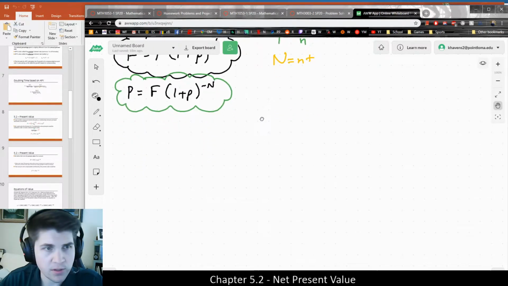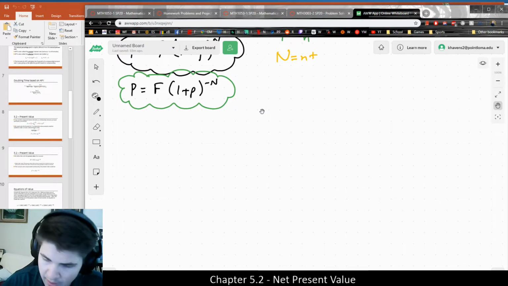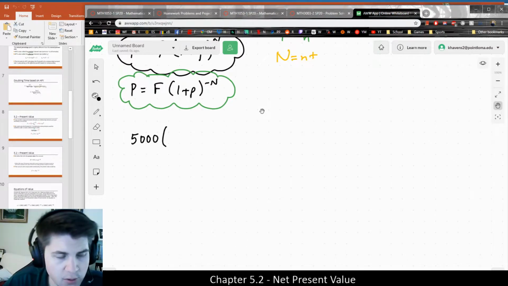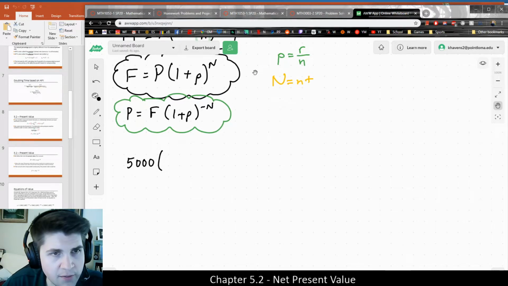So the first cash flow was $5,000 after 2 years. So let's go ahead and write out the present value of that one specifically. Our goal was to have $5,000 paid off in a total of 2 years. Also, I don't want to forget the fact that the periodic interest rate is R over N, and the number of periods is going to be the number of times compounded times the time frame.